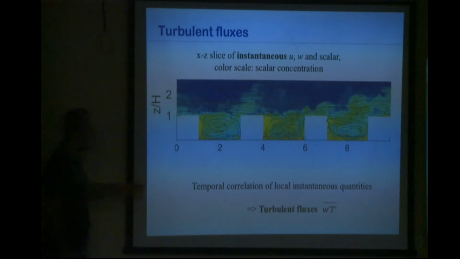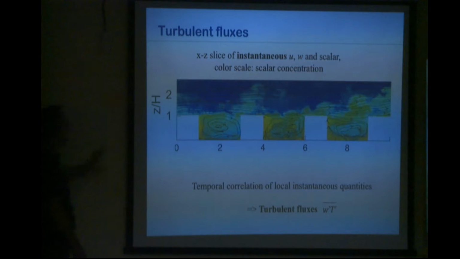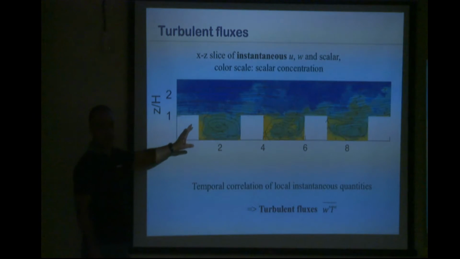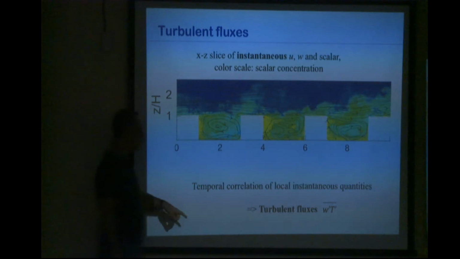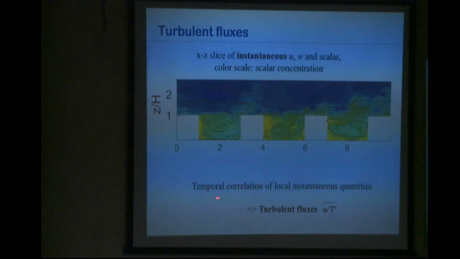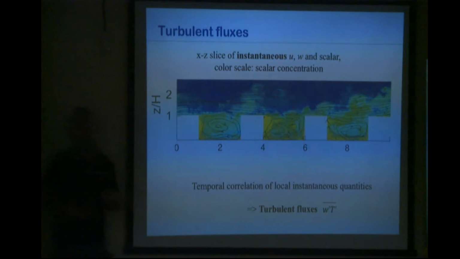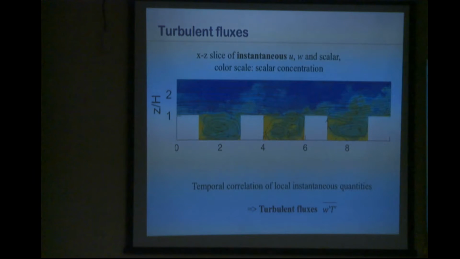So the first thing you want to do is compute the turbulent fluxes, obviously. This is an XZ slice through the domain of the instantaneous U and W. The U and W are given by these streamline arrows, and the color is the scalar concentration. In a flow that varies in space, you cannot use spatial averaging to define a Reynolds average. And so your turbulent flux is the temporal correlation of the local instantaneous quantity. So you measure at one single point a time series of W and T, and the temporal correlation of W and T is your turbulent flux. That's, for example, what eddy covariance measurements in a city will be estimating.